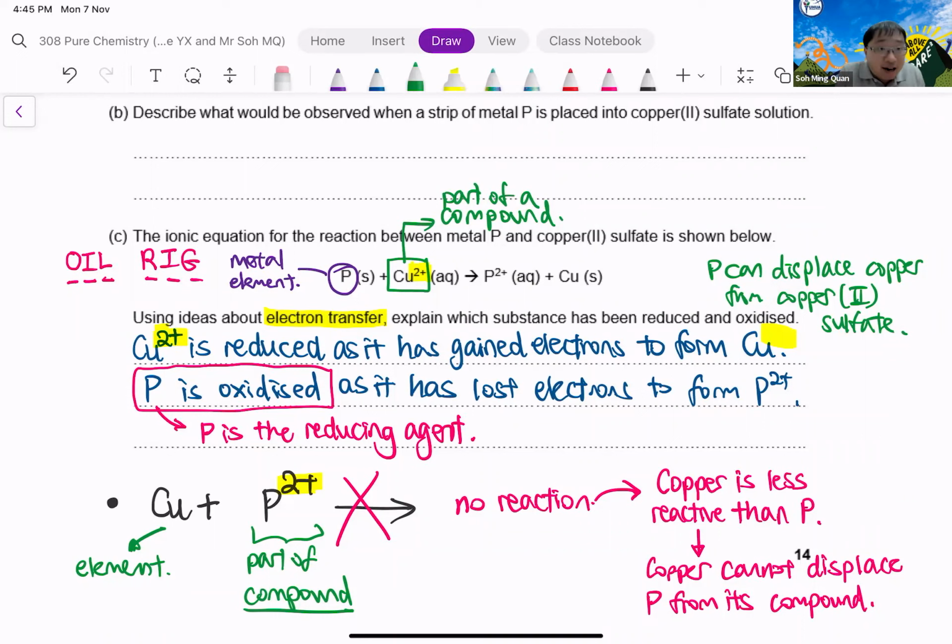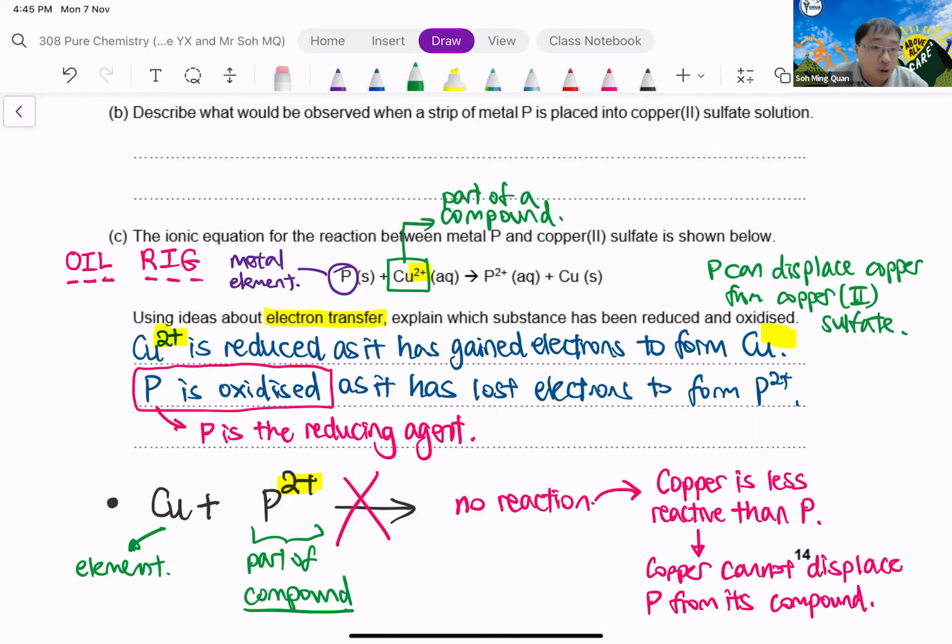Okay, so that is the end of what I wanted to cover today. Today we have covered the reactions of the metals with acid and the displacement reactions involving metals. Importantly, the main concept is a more reactive metal can displace a less reactive metal from its compound. So how do you tell from an ionic equation which one is the compound? As mentioned, charge. If it's charged, it's part of a compound.